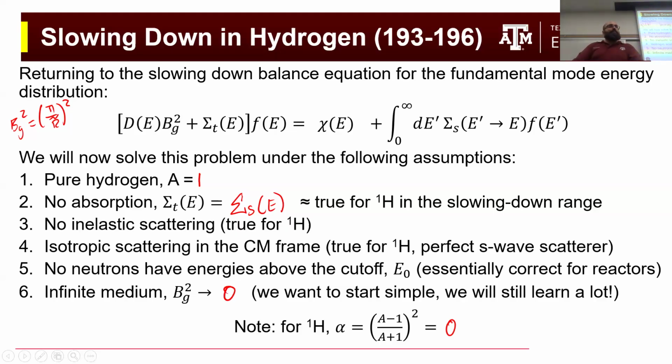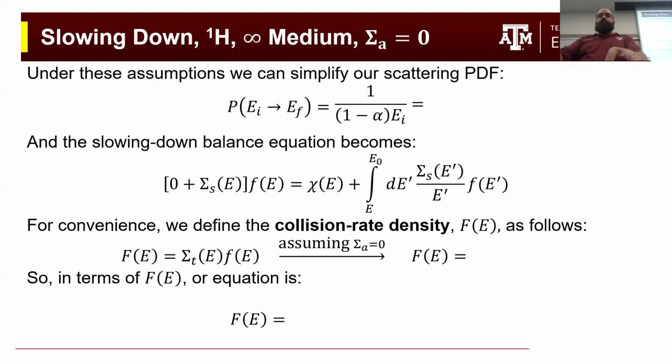And so this is like the simplest case that we could start with, but it's a case that we could still learn a lot from. So that's kind of why we pick this approach. And so with all of this being said, we can start moving forward with our problem. We had already said, like, this is what our probability density function is for an S-wave scatterer. And we just said for hydrogen, alpha is 0. So if alpha is 0, then this probability density function just looks like 1 over EI.